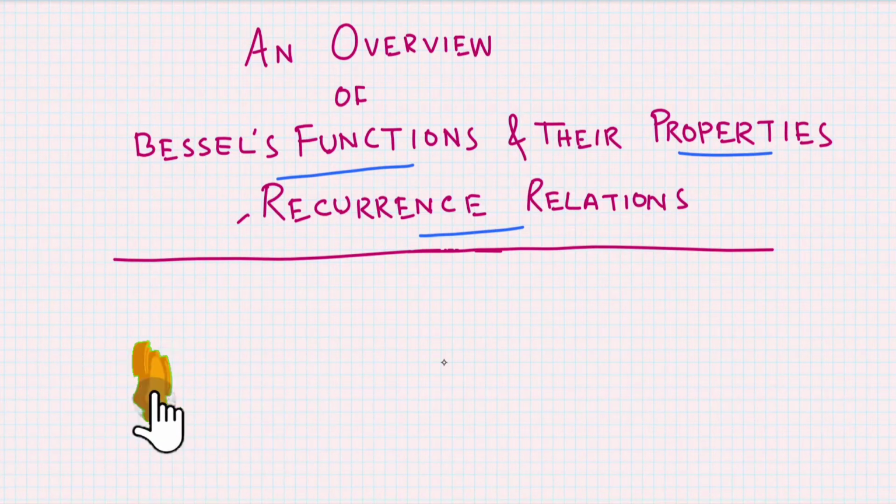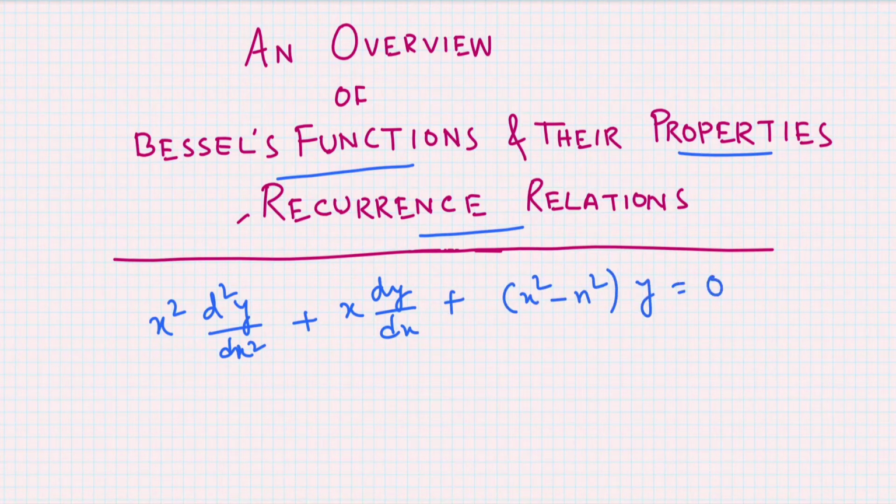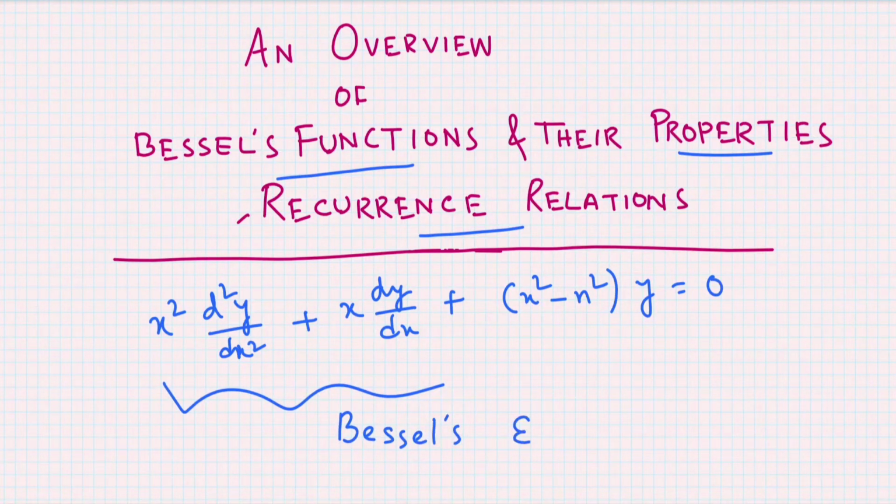So first, let us write the differential equation x square d2y/dx2 plus x dy/dx plus (x square minus n square) y, equal to 0. This equation is called the Bessel equation, or Bessel's equation.